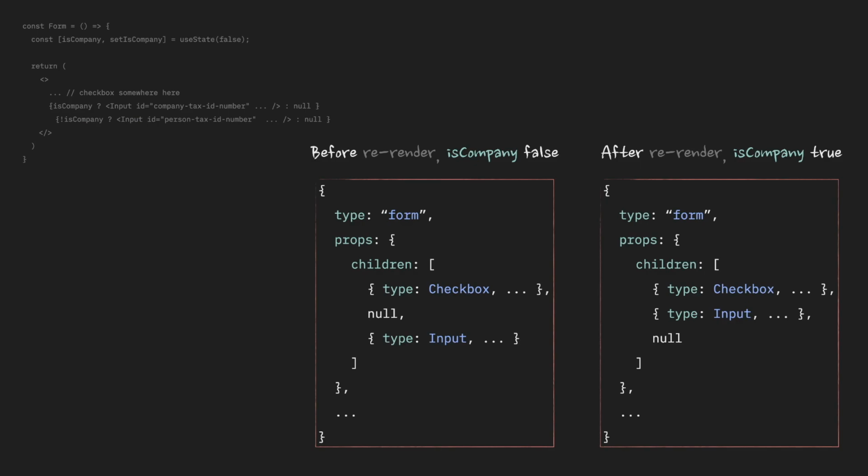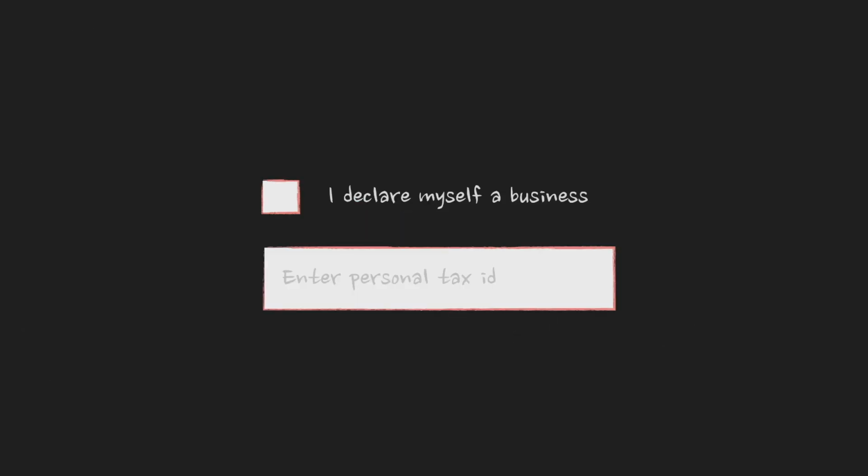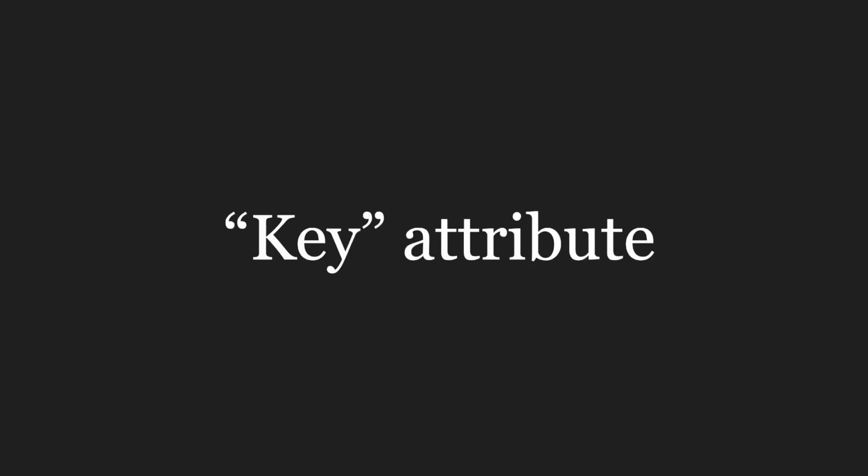Now, between re-renders, first input will transition from null to input, so this input will be mounted, and the second, the opposite, from input to null, so this one will be unmounted. React is not going to be confused anymore, will not reuse the instances, and state and text that we type will not be preserved. If you don't like this fix for some reason, there is another way to force the same behavior, with the help of key attribute.